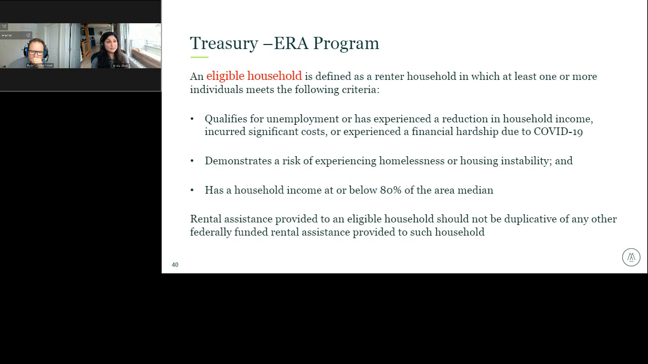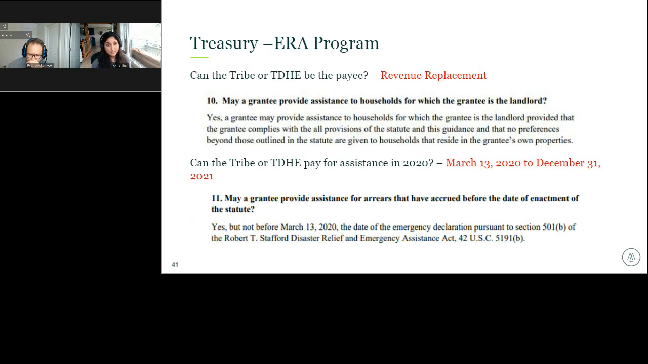So similar to the CRS program, the Treasury issued FAQs on this, and what we're hearing is they may even have more FAQs coming out for this program in particular. But I wanted to point out 2 FAQs I thought were super helpful. One, can the tribe or the tribal designated housing entity be the payee for the program? So the FAQ that I've copied here specifically says that yes, the grantee, which would be the tribe or the tribal designated housing entity, can provide assistance to households for grantees in which the landlord is providing the grant.